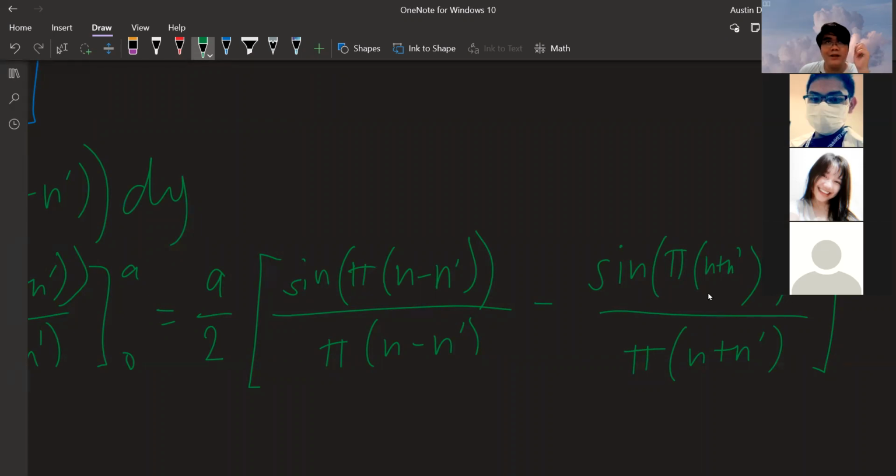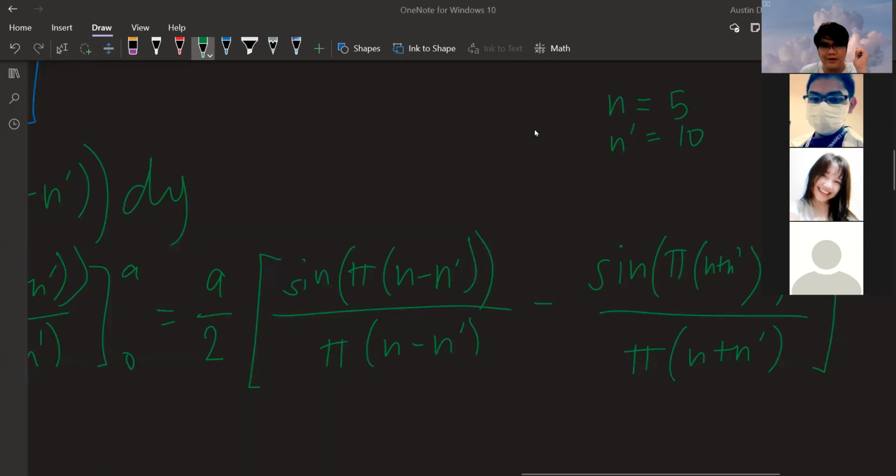Sige, bigay ka ng arbitrary integer. Ano yung n mo? 5. Sige, 5. N prime? 10. Okay.